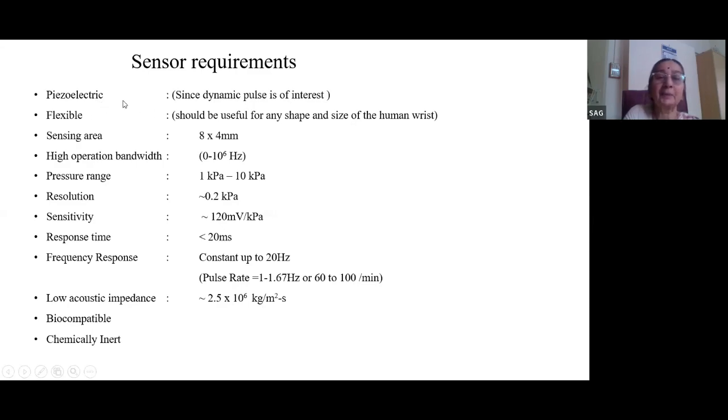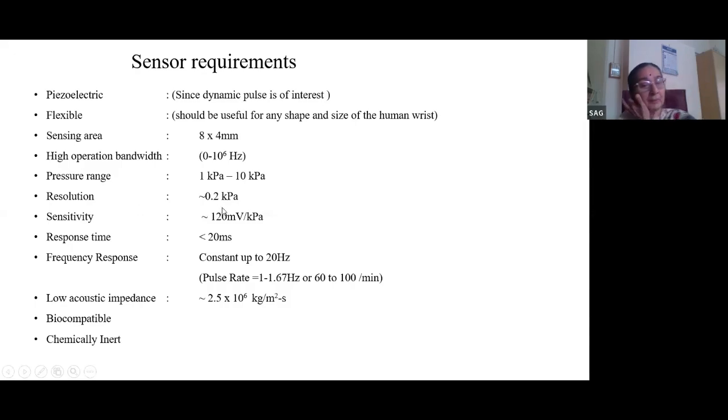Therefore, the sensor should be piezoelectric. Otherwise, piezoresistive can also be used, but they sense the static as well as dynamic pulses. The sensor should be flexible, useful for any shape and size of the human wrist. Sensing area is typically 8 to 4 millimeter, the tip of your finger. High operation bandwidth is necessary. Pressure range is 1 kPa to 10 kPa, which includes the pressure range of the nadi.